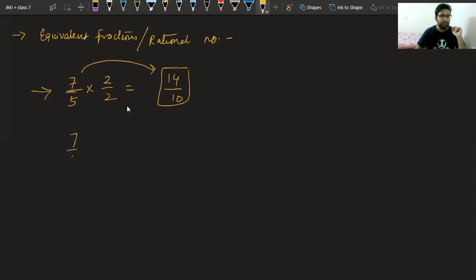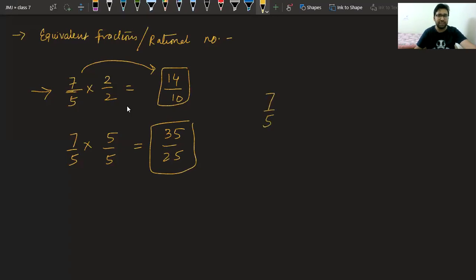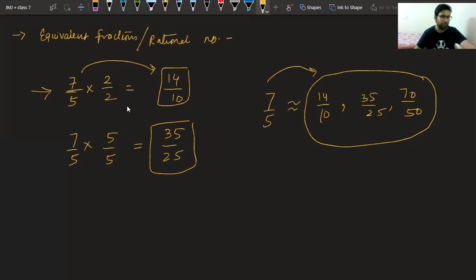Similarly, I can multiply this with 5 and 5. What will I get? We will get 35/25. This is also an equivalent fraction. So I can say 7/5 is equal to 14/10, 35/25. Similarly, I can say 70/50. These all are equivalent fractions of 7/5.